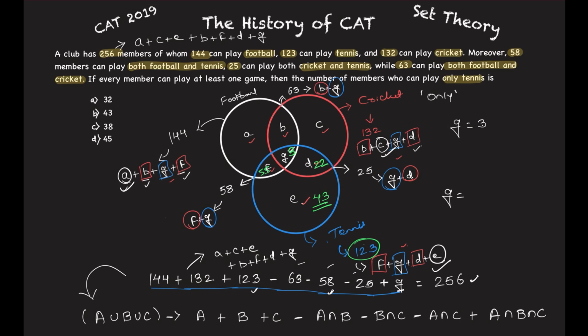Here A means the complete set, which is something we had written here. A means complete A, B means complete B, C means complete C. This is A intersection B, this is B intersection C, this is A intersection C, and A intersection B intersection C is nothing but G. And that is equal to A union B union C, which is 256. So this is just the formula way of solving, but I made you visualize. I wrote all those things because I wanted you to visualize.